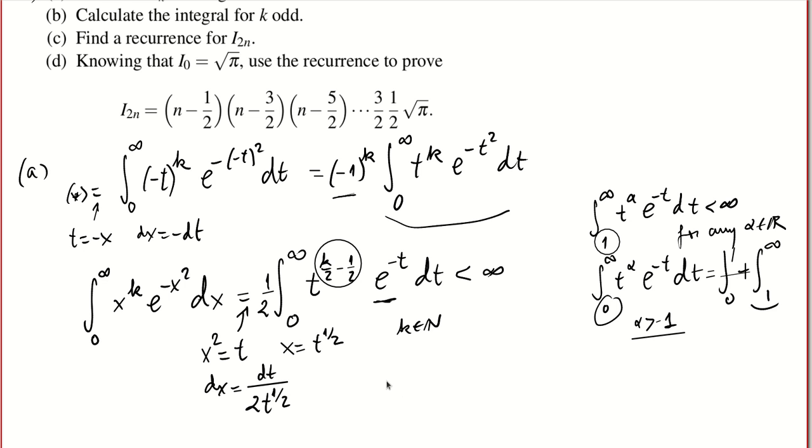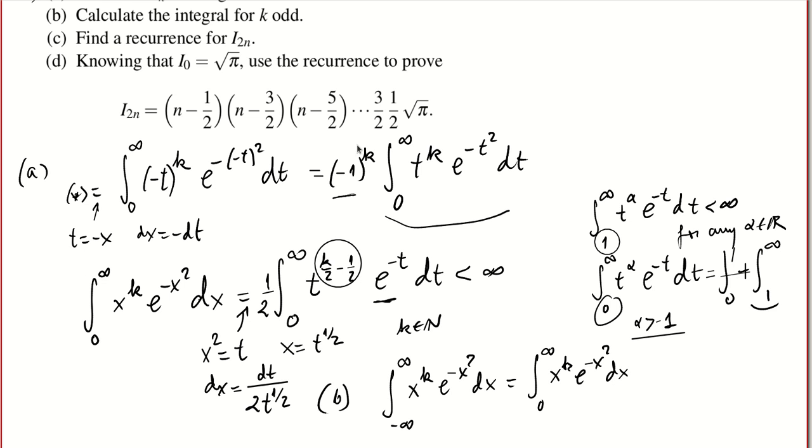If k is odd, what you have is the integral, and this is the answer to B, the integral of x^k e^(-x²) dx, right? And as we've seen here, this decomposes into the integral from 0 to infinity of x^k e^(-x²), plus this constant times the same integral. But it turns out that this constant is negative if k is an odd number, so what we have is t^k e^(-t²) dt.